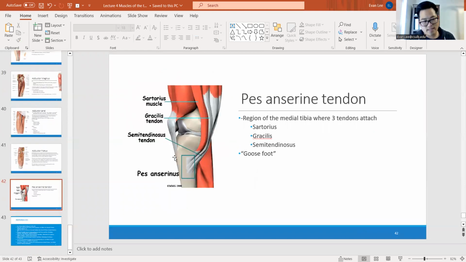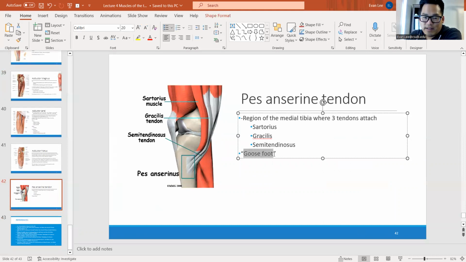Now, lastly, you have the pes anserine tendon. And basically, this is kind of where three tendons sort of join together. They don't necessarily fuse, but you can see that they all attach very close together, which is where you have the sartorius, the gracilis, and then the semitendinosus attaching. So pes anserine or pes anserinus, that means goose foot.